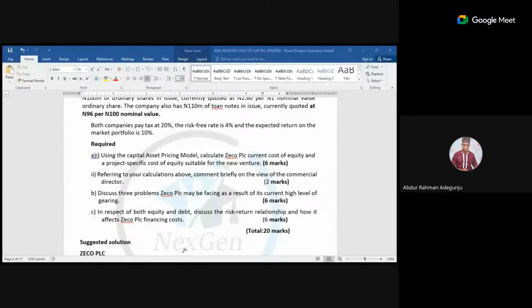My question is whether all this formula for calculating the WACC will be given to us in the exam. Mr. Abdurrahman, you better go and cram. There's nothing in this one, honestly. If we solve like 2 to 3 questions now, you master all these things.